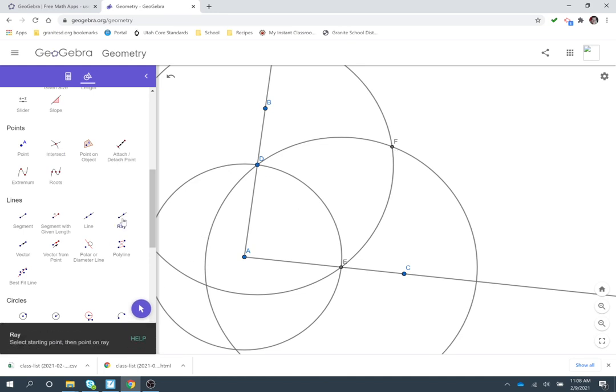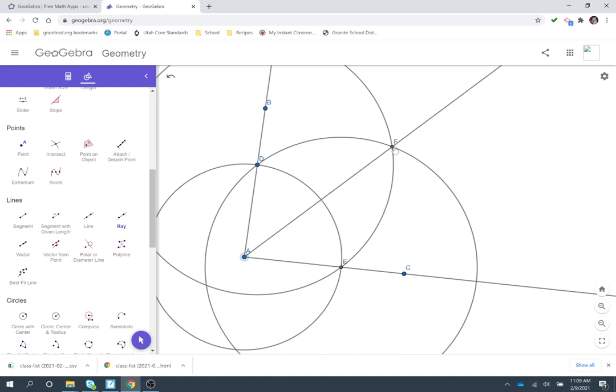Then go back, grab your ray tool, and we're going to do a ray from A to F, and then AF should be your angle bisector. It cuts the larger angle BAC in half.